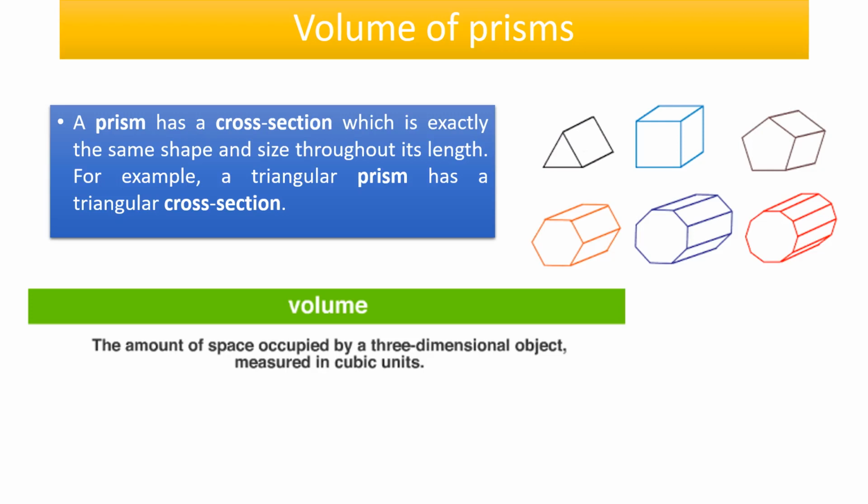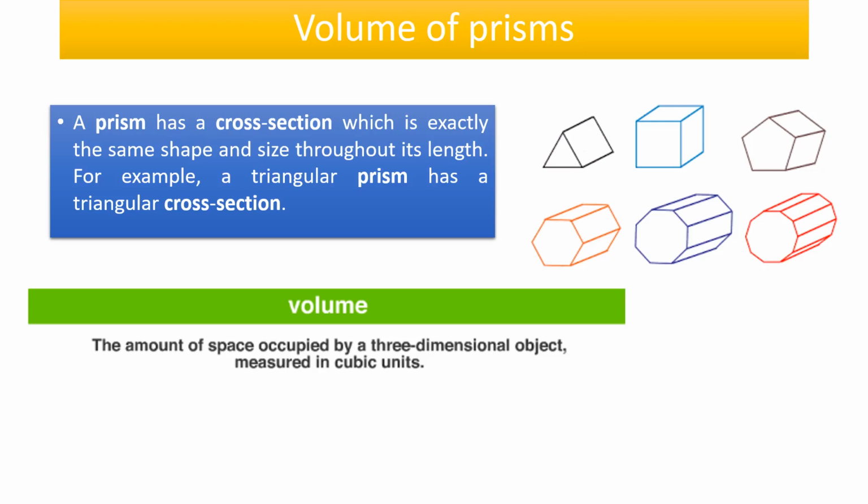And I've got some examples for you. On the right hand side, we've got a triangular prism, so the cross section here will be a triangle which is the same size and shape throughout the whole prism. Then when you have a cube, the cross section is a square and it's the same size square throughout the whole shape, etc.